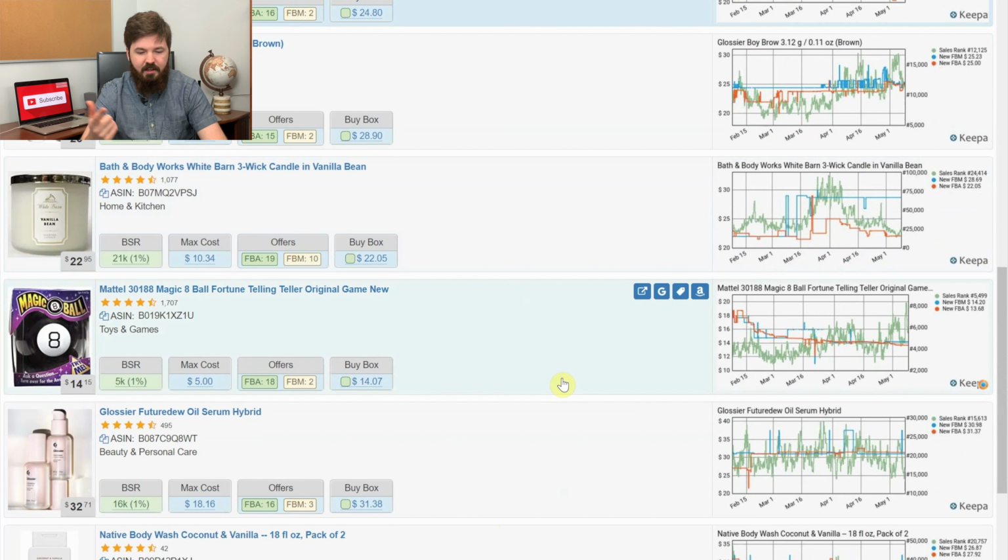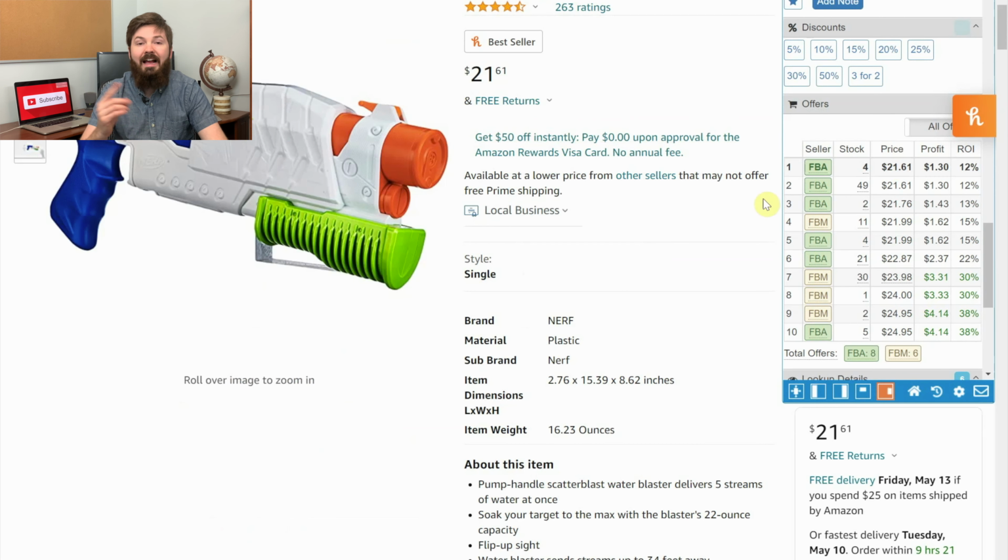Also, the seller tends to sell a lot of makeup. I still don't fully understand the makeup category. I'm still trying to learn more about it so I can branch out into other products. But we're going to close out this seller and go on to the next seller, see if we can find something on their page. So here we are back on the Amazon listing.